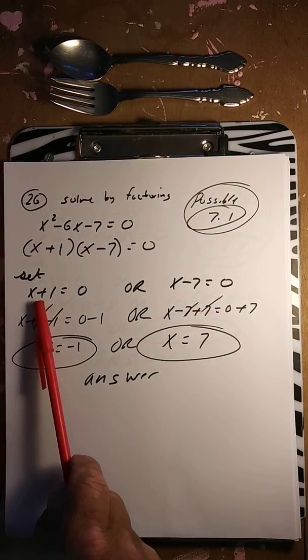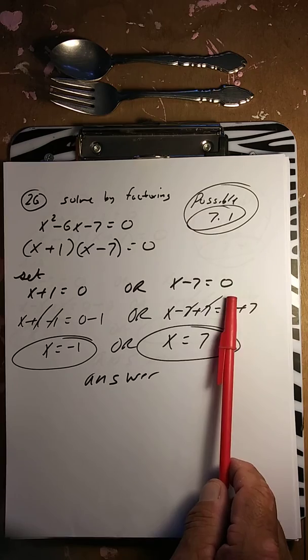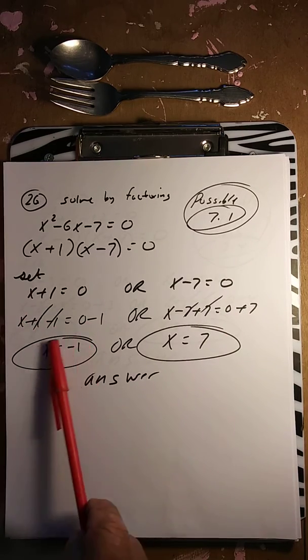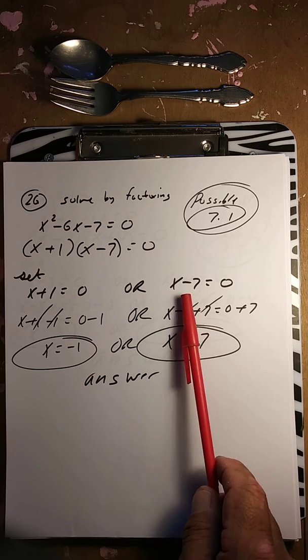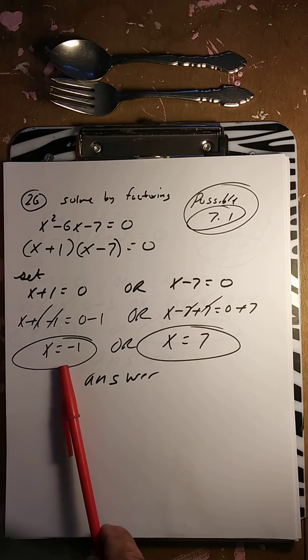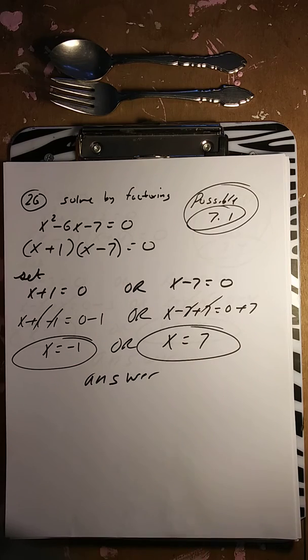So from there, we're going to set x plus 1 equals 0 and x minus 7 equals 0. So x plus 1, minus 1 on both sides, so x is -1. Or x minus 7 equals 0. Add 7, so x equals 7. So x equals -1 or x equals 7. Two answers.